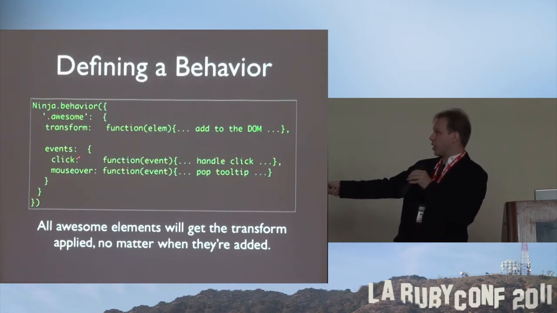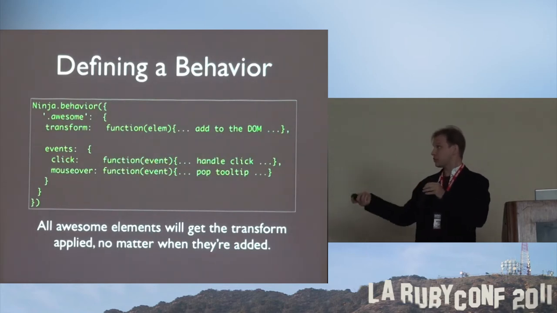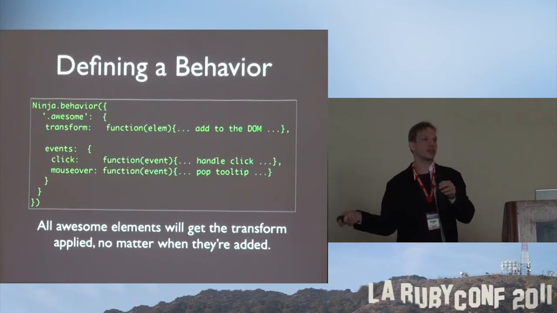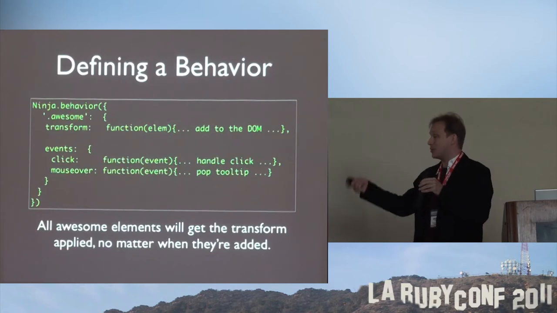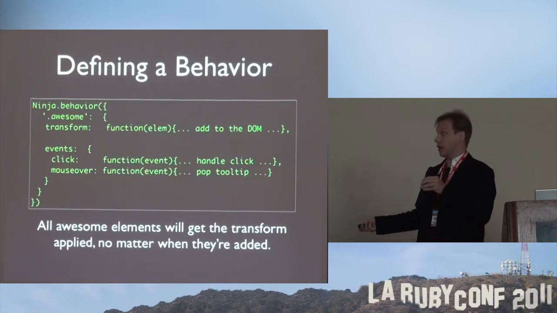And then we've got an events block. So all the .awesomes will have this click handler, will have this mouse over handler, etc. And this is great because of the internal structure of NinjaScript. You don't ever have to worry about when things are added to the page. This will happen immediately to the things that were already on the page when your JavaScript was loaded, and it will happen later to anything that is added to the page down the line.